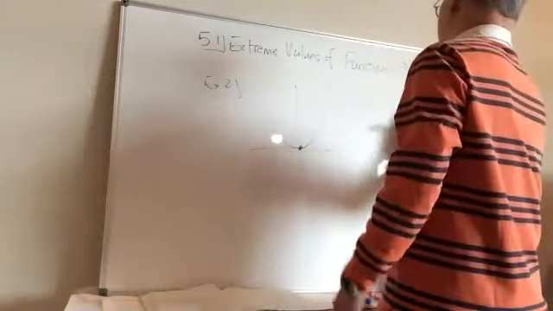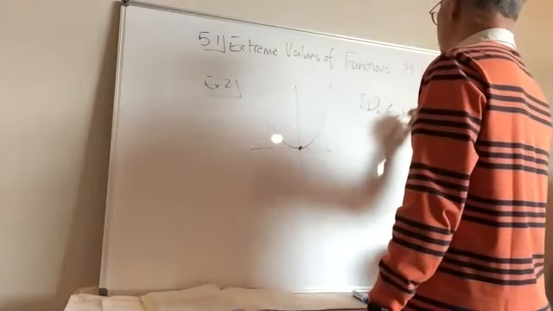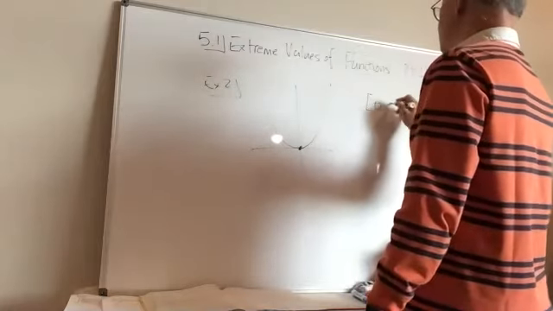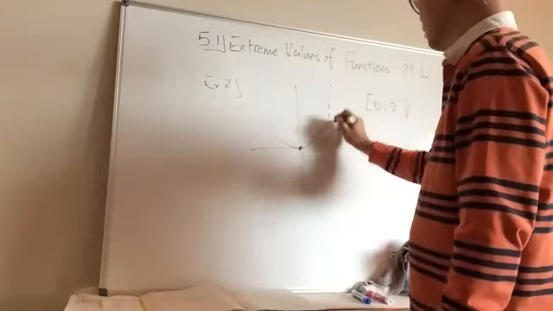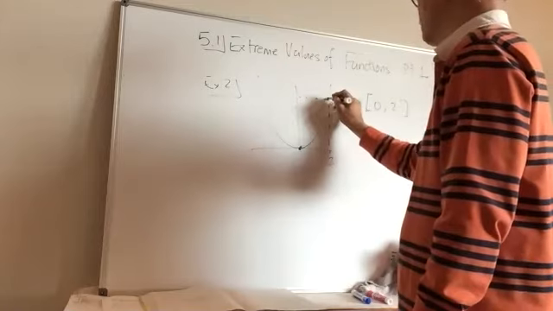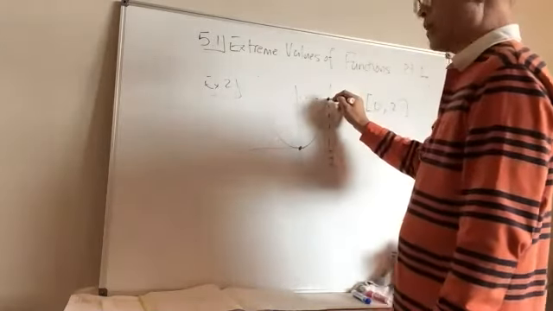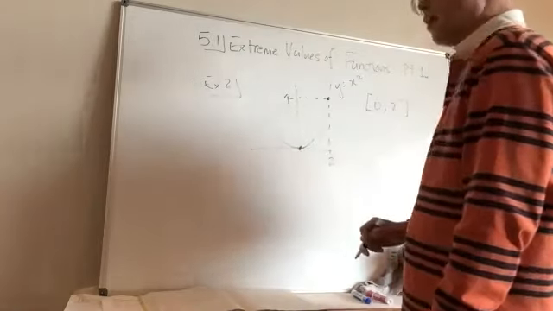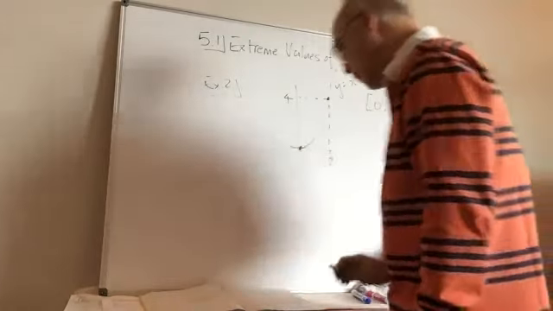If we truncate the domain, say the domain is between 0 and 2, then we go from 0 to 2. The absolute max is going to be at this point right here, at the endpoint, and it's going to be 4, because y equals x squared here. So the absolute max would be 4, and the absolute min would still be 0.